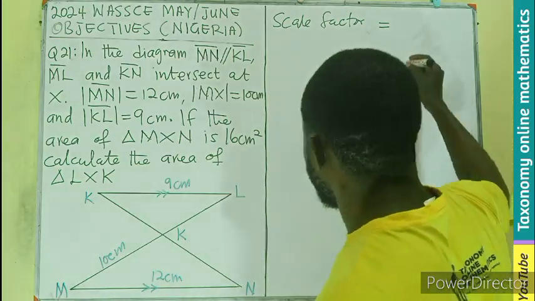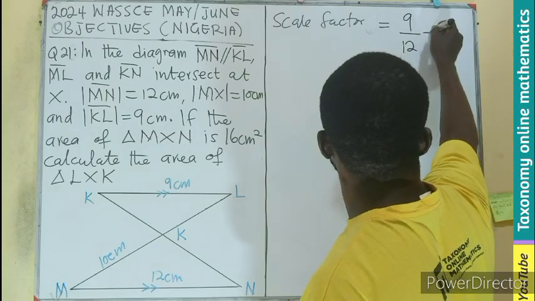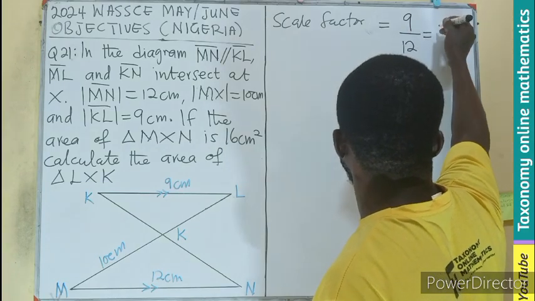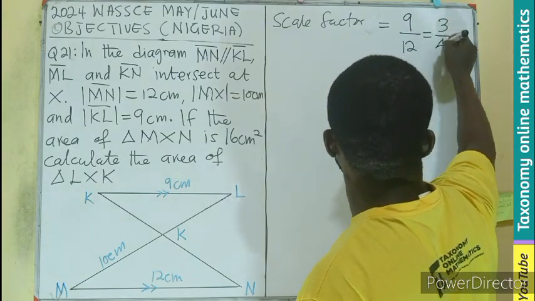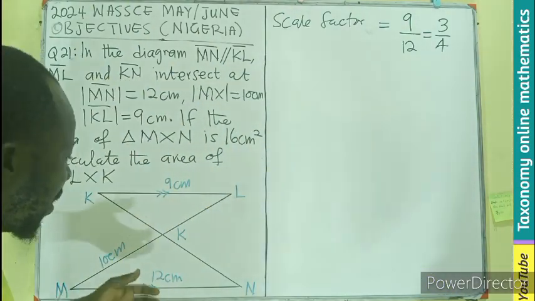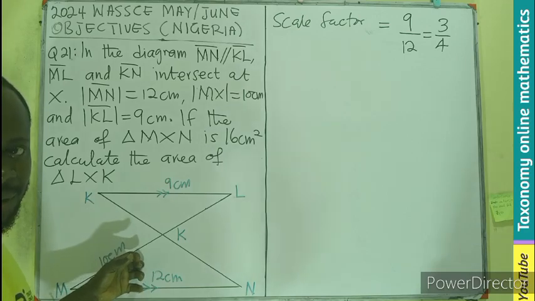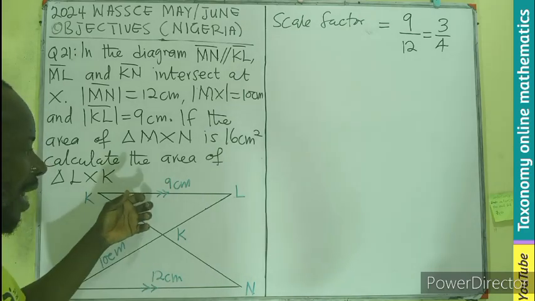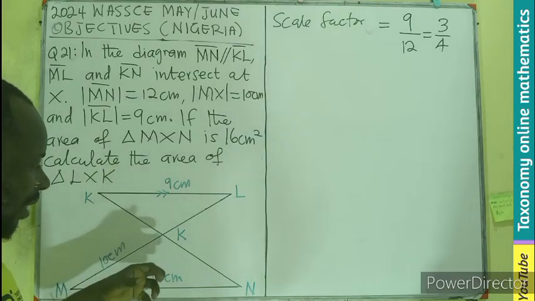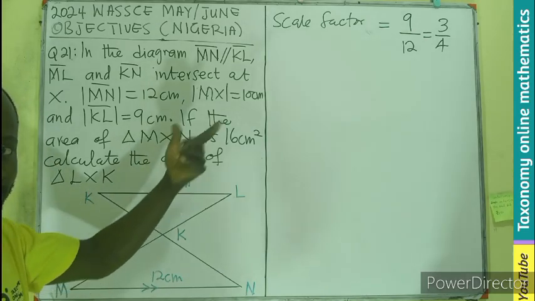So I'll be having the 9 divided by 12, and that will be common factor of 3. So 3 out of 4. So this is the scale factor that transforms this triangle to become this. This is the image. This is the original. So this has been transformed to form this by dividing it.